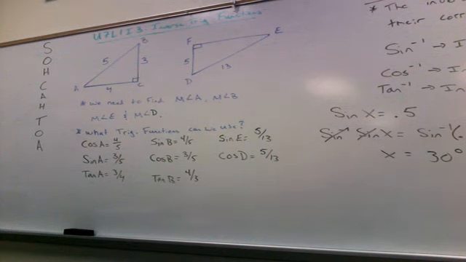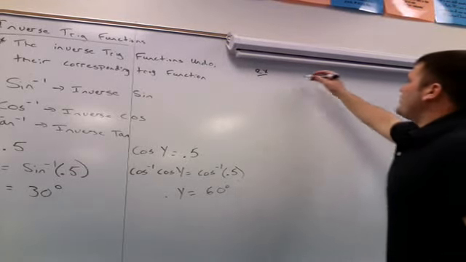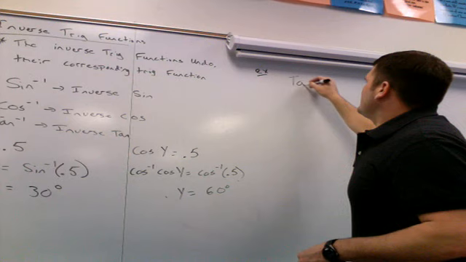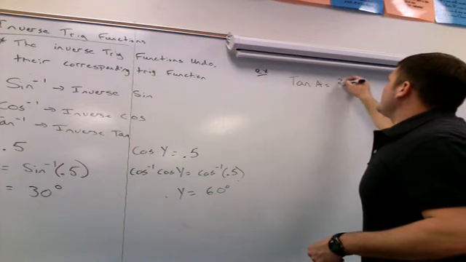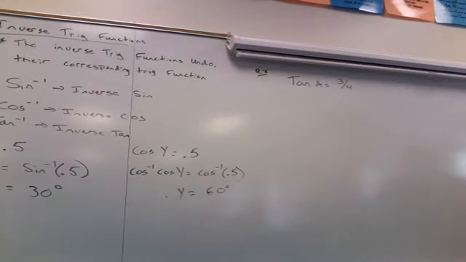So let's try one of these together, right? We haven't done inverse tangent yet, so let's start there. We know from earlier that tan of A equals 3/4. Okay, tan of A equals 3/4. So how am I going to find what A equals?